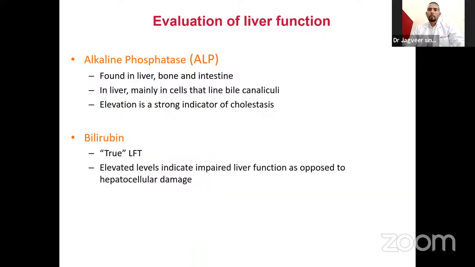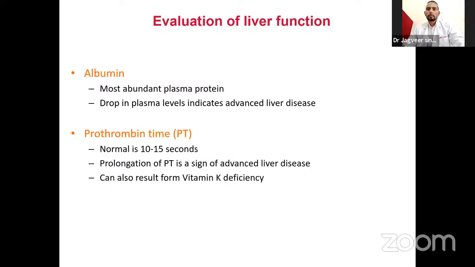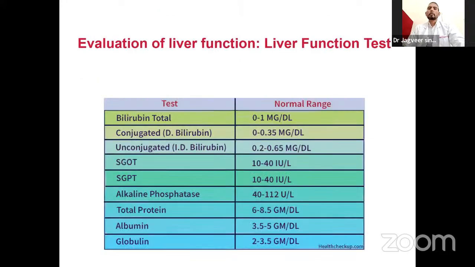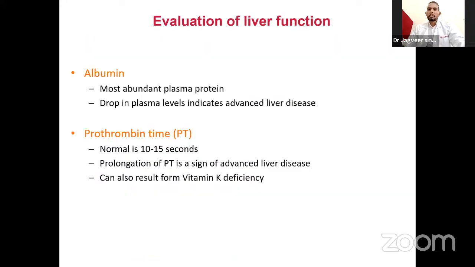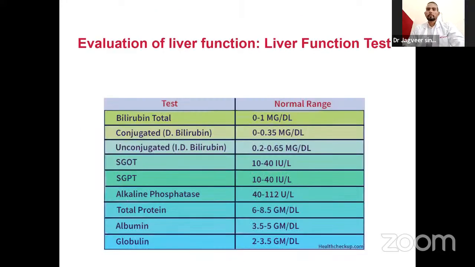Same as we have discussed already, alkaline phosphatase and bilirubin. Next slide. Albumin is the most abundant plasma protein, synthesized by the liver, and the level decreases in advanced liver disease. Similarly, prothrombin time, the normal level is 10 to 15, and prolongation of prothrombin time is a sign of advanced liver disease, and this can also result from vitamin K deficiency. Next slide. These are the normal values of the various parameters we have discussed already. Next slide, please.